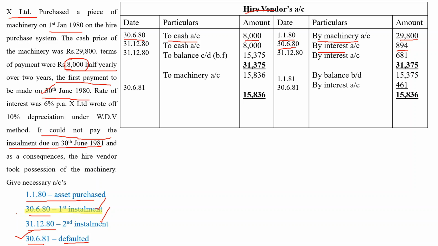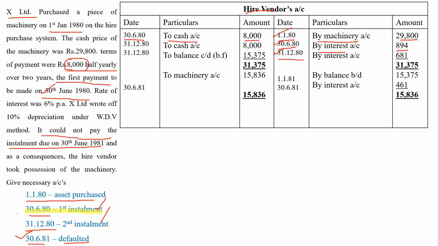First installment amount is paid. Okay. The next installment becomes due in the same year. On 1 January 1980, we are buying the asset. Then within 6 months, we are paying the first installment. Another 6 months, we are paying the second installment. So it will also come within 1980.